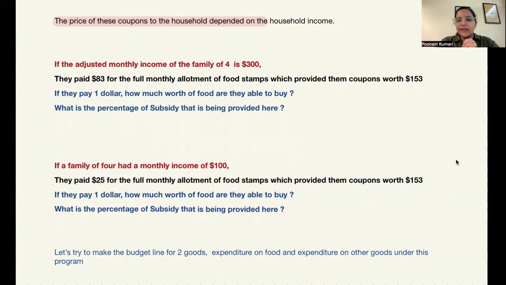What is happening, कि I am able to buy products worth $153. If there were no subsidy, I had to get $153 out of my pocket and then pay it to them. But now instead of 153, what am I doing? I'm only paying $83, right? Yes, ma'am. So this is a subsidy only, right?